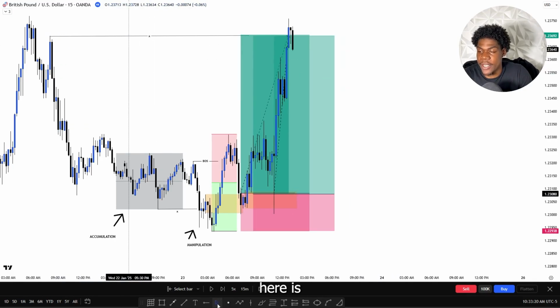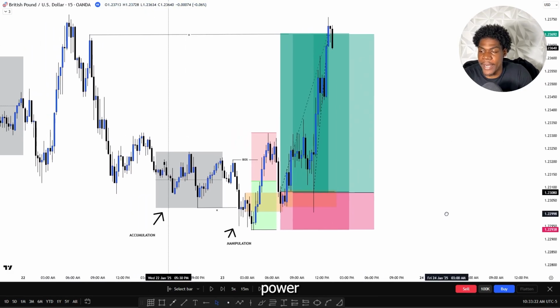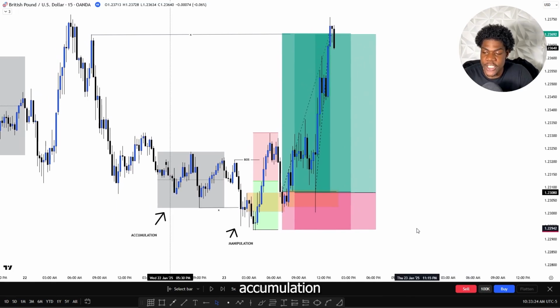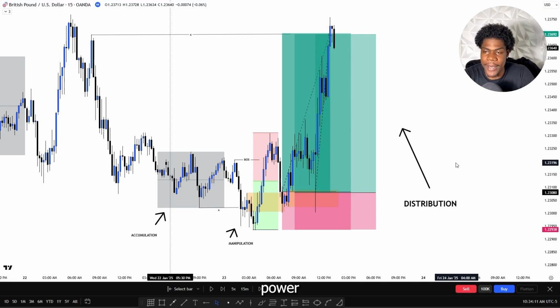Boom. This right here is how you execute the New York power of 3: accumulation, manipulation, and finally distribution. The New York power of 3 is probably one of the most powerful trading models.